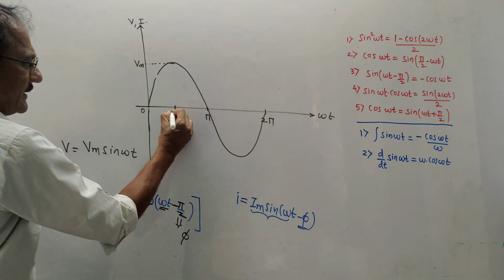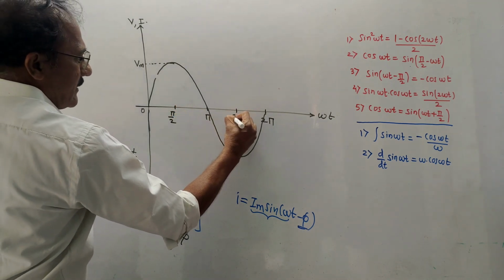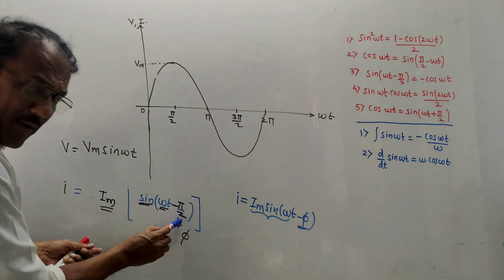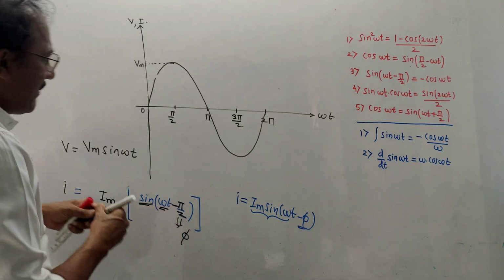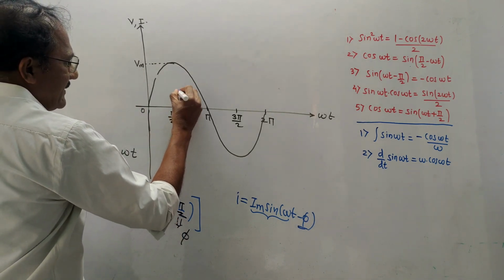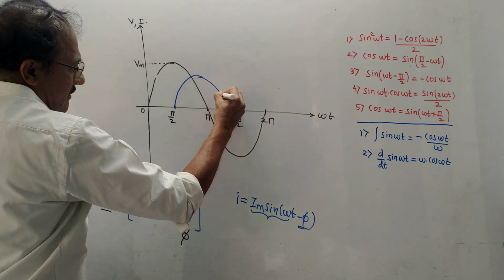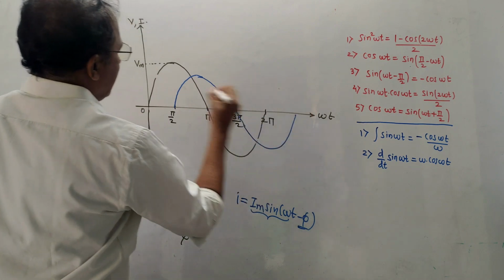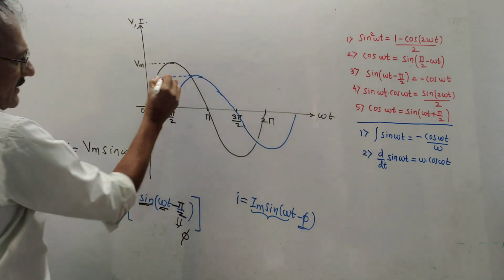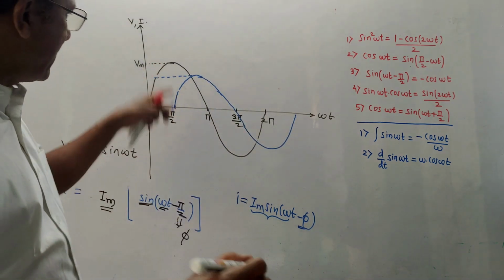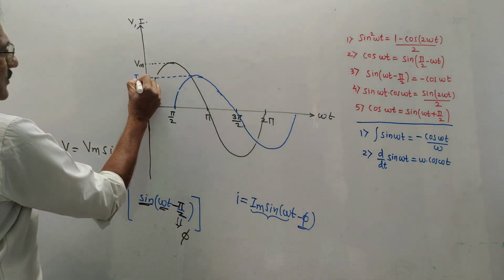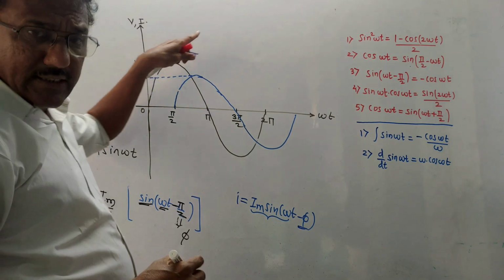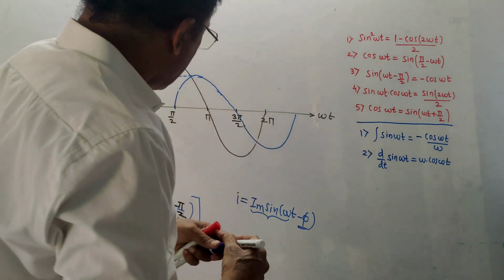So let us say this reading is pi by 2, this is 3 pi by 2 and so on. So this current waveform will start from pi by 2 because it is delayed by pi by 2. So I will draw the current waveform like this. Like this, and its amplitude is naturally less than Vm because this is a current and current is voltage divided by resistance. So this amplitude is Vm. This is the diagram of the waveforms of current and voltage with respect to omega t.